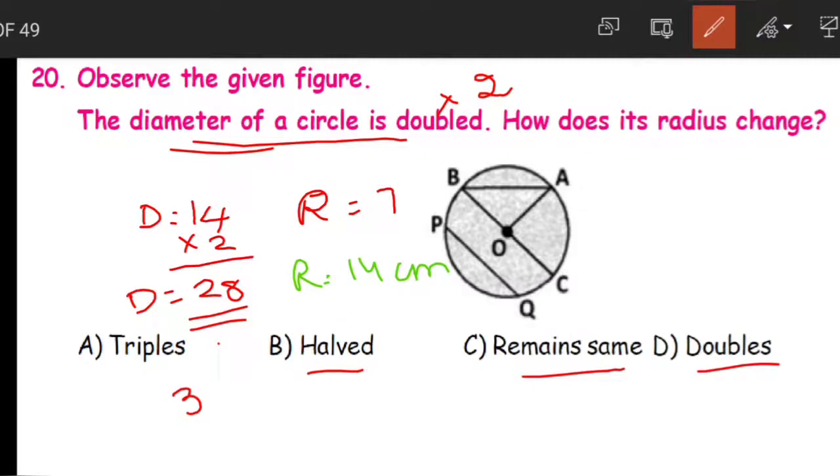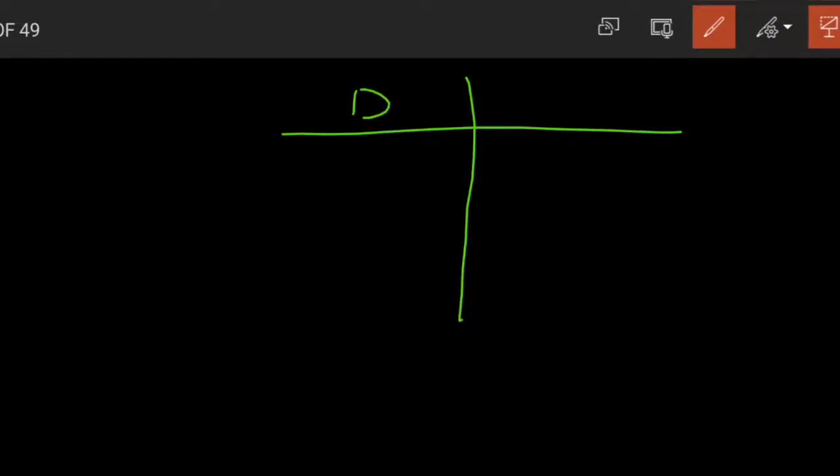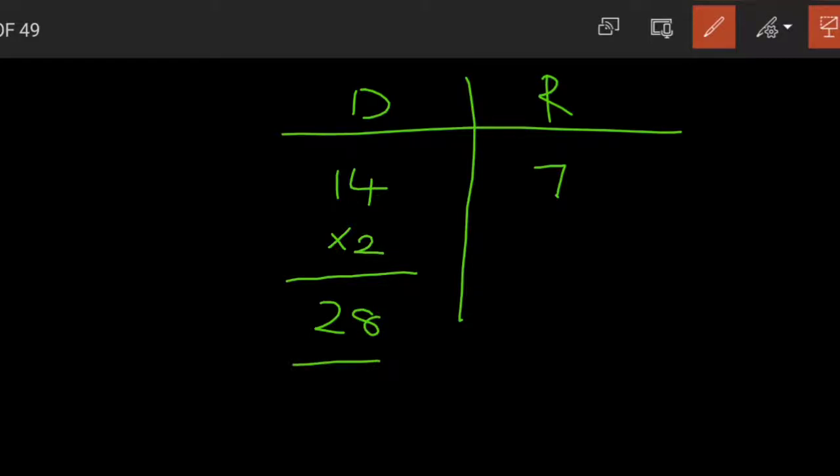Now if you compare the diameters and the radius. First the diameter was 14 and the radius was 7. Now what did we do? We multiplied the diameter by 2. When we multiplied, the diameter became 28 centimeters. Now what is our new radius? Our new radius is 14 centimeters.